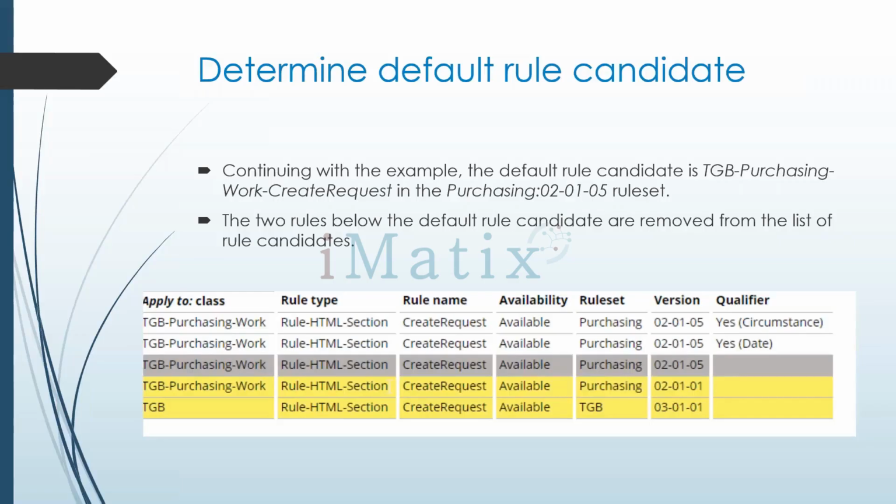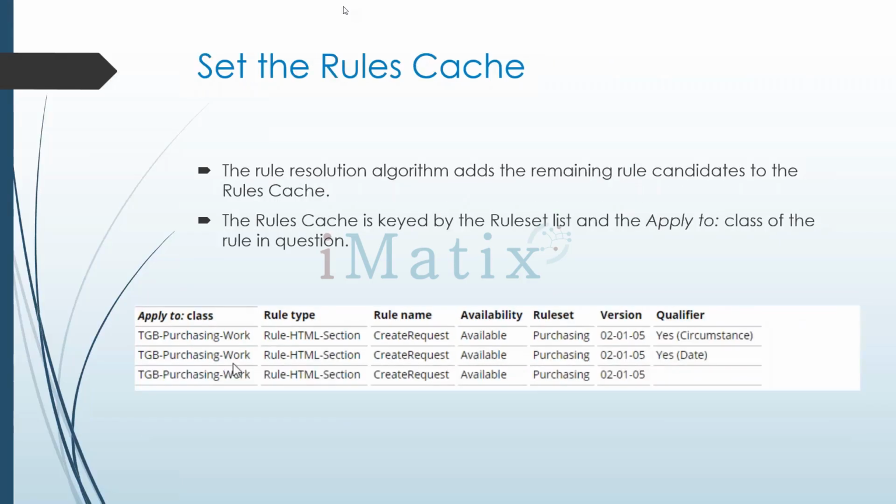All the rules below the default rule candidate will be discarded. Finally, I am now left with the 3 rule candidates, out of which one is the default and the other 2 have circumstances. I am left with the 3 rule candidates like this, with which the cache is populated. I started with around 20 rule candidates and ended up with 3 rules to set the rules cache.